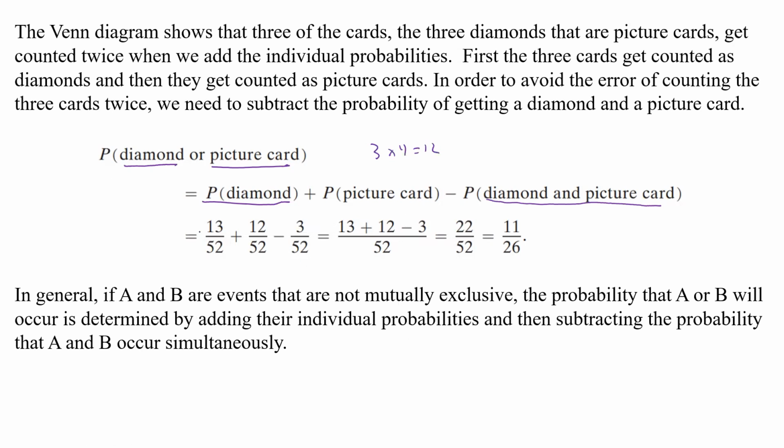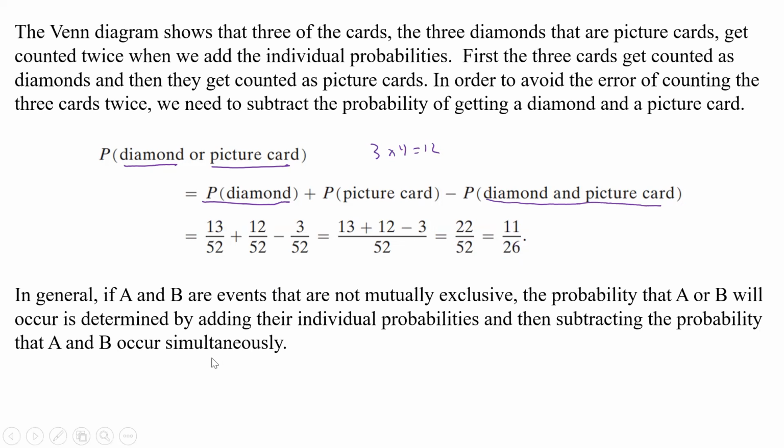So basically, we're taking 13 plus 12, then subtracting 3 on the top, all over the same denominator. If we had different denominators, then we'd have to do something different. But since they're all the same denominator, we subtract that, we get 22 out of 52, and we can reduce that to 11 out of 26. And again, we can do that on our calculator really nicely, and we can look at that here in a little bit.